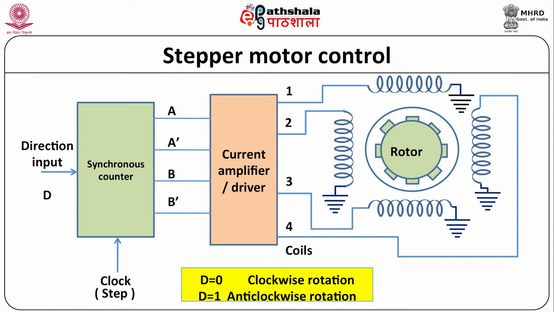The counter produces 4 outputs: A, A complement, B and B complement. These outputs are used as inputs to the current amplifier cum driver. A clock is fed to the synchronous counter. The frequency of clock pulses can decide the rate of rotation.